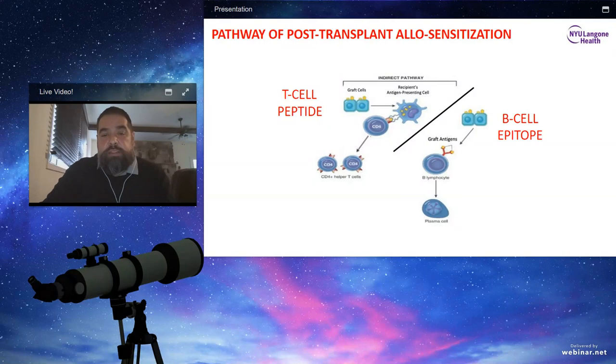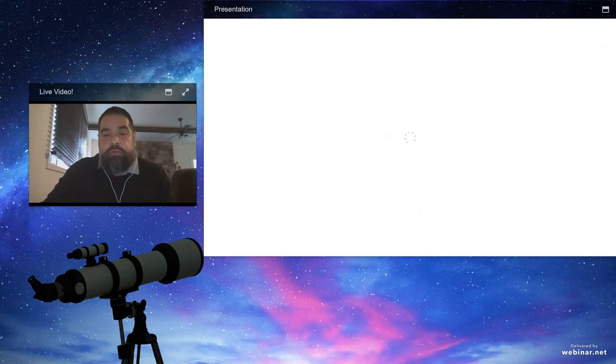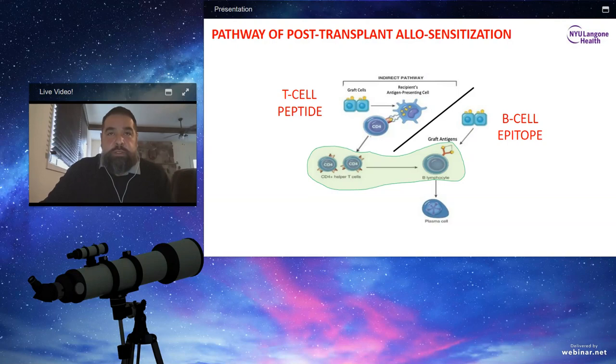Those two events occur independently from one another at the beginning of the de novo sensitization, and the two activated cells will meet eventually in the germinal center to close the loop and activate the B cells into long-lived plasma cells, producing de novo DSA. So let's look briefly through these two mechanisms.